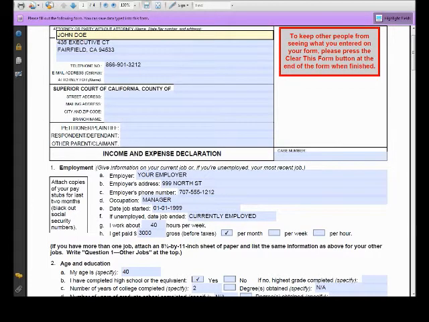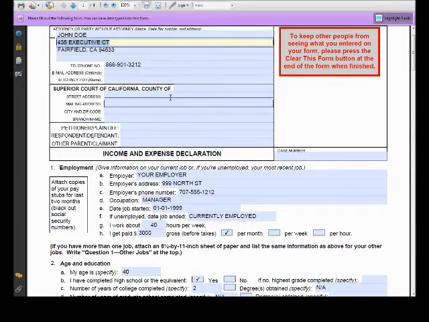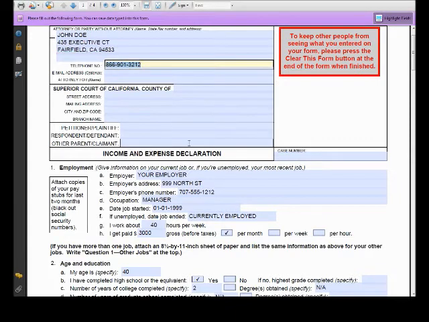Starting on the top left box titled Attorney or Party Without Attorney, fill in your full name, address, and telephone number.